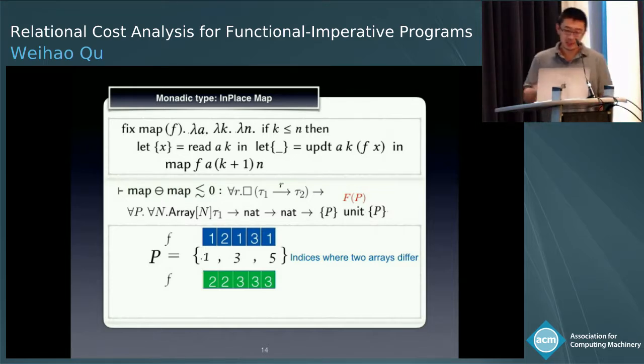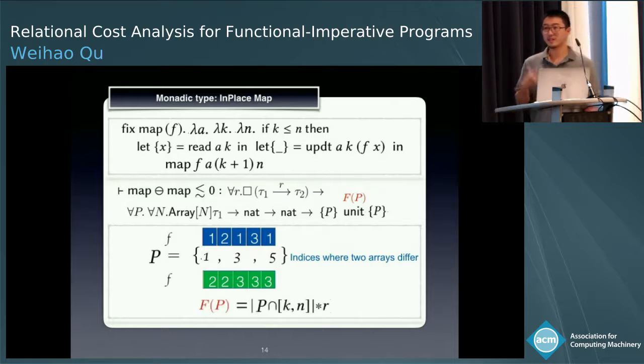Now we can have our new relative cost upper bound by counting the number of elements in these preconditions at the working range of the map function, which is from k to n. And this R will be a relative cost upper bound by applying the mapping function to the array elements.